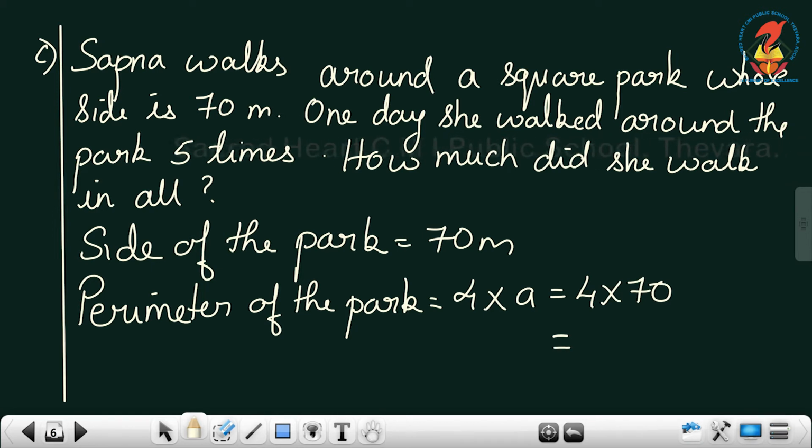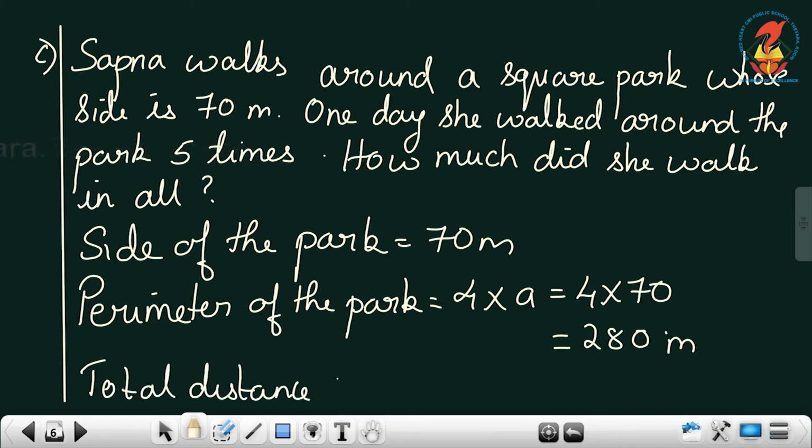4 sevens are 28. Put a 0. So, what is the unit? Meter. 280 meter. So, how much did she walk in all? She went 5 times. So, total distance she walked.